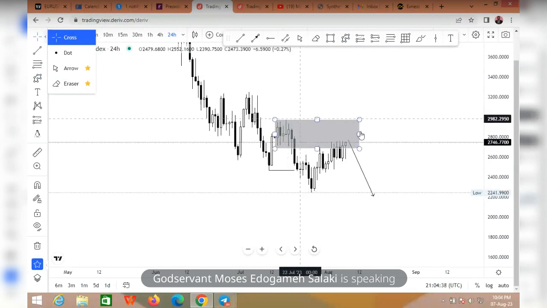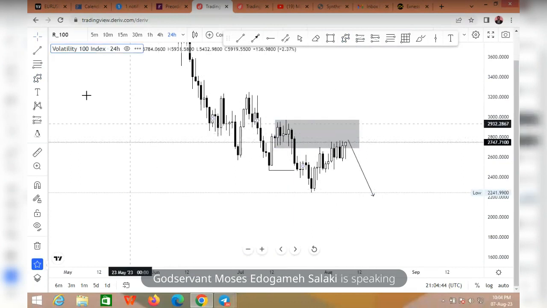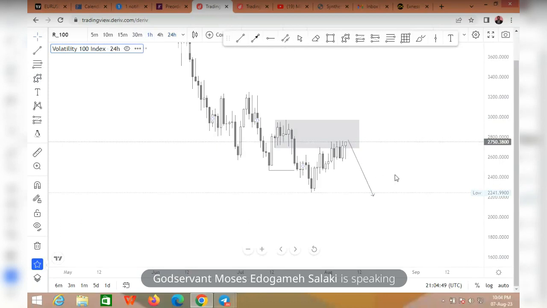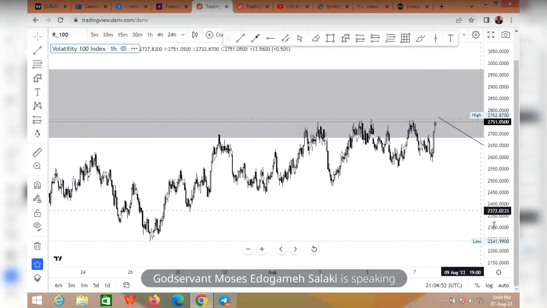All right, then I expect that price should come here and then we get a 1 hour break of structure here to keep digging low. So let's go to 1 hour. Let me show you something.